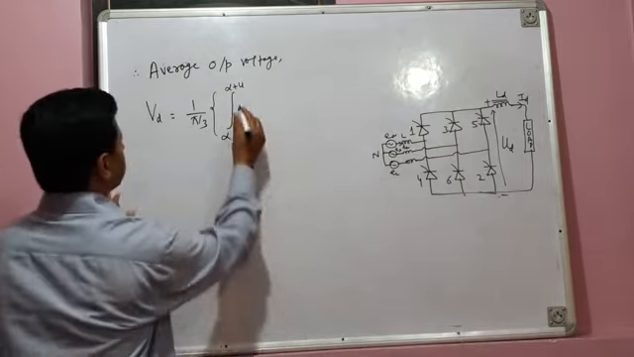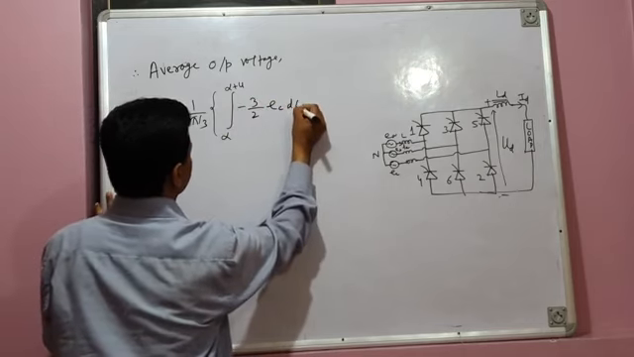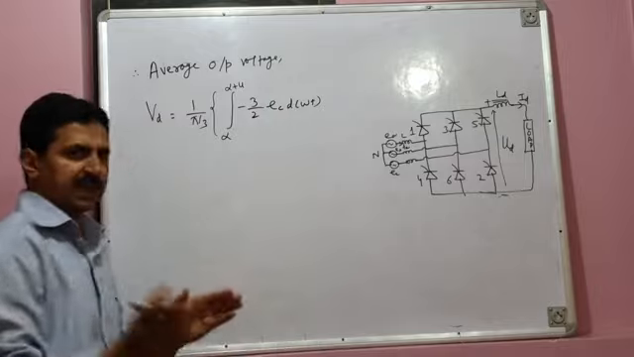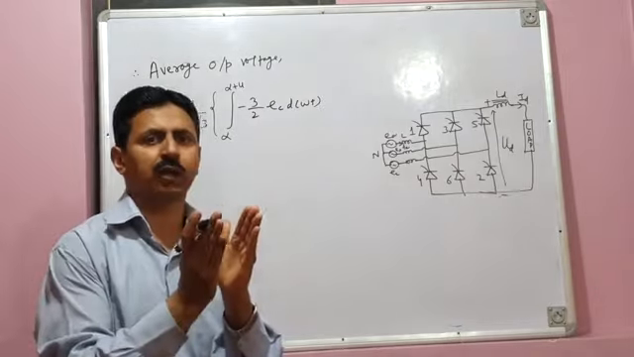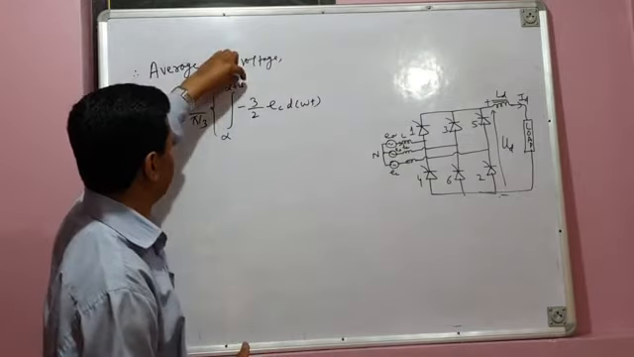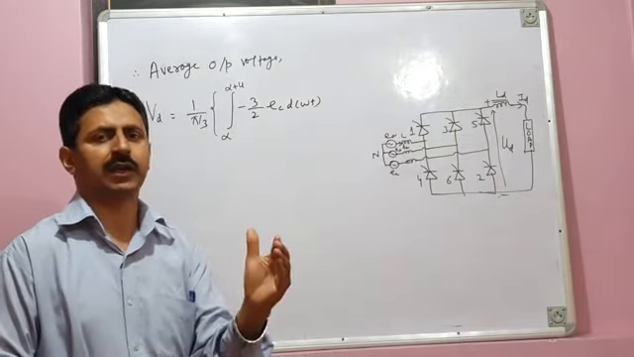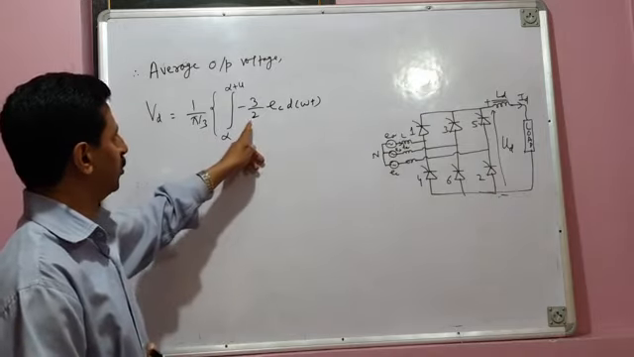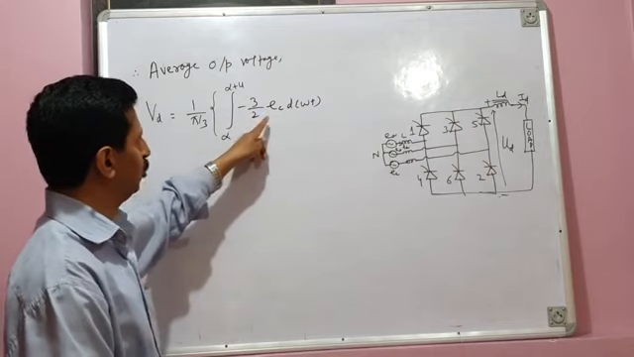Right. It is minus 3 by 2 EC d omega t. Because just now we have seen that from alpha to alpha plus u, that means during the commutation overlap, during this angle u, there is 3 valve conduction. 1, 2, 3 valves are conducting, and our load voltage is equal to minus 1.5 times EC, phase voltage. That's minus 3 by 2 EC.